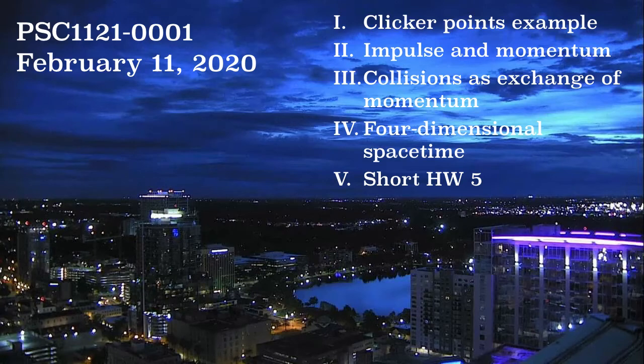Also, we're going to get back to the idea of impulse and momentum that Sir Isaac Newton talked about. Also, collisions, like a collision between two billiard balls or two steel ball bearings. You can model that similar to the two skateboarders, Caitlin and Joyce. And then if we have time, we'll start talking a little bit about Albert Einstein's theory of spacetime, four dimensions in spacetime. And I think we'll have a short homework number five, and we'll save a little bit for next weekend.